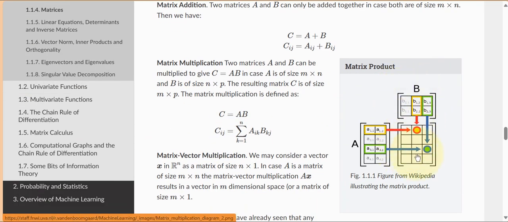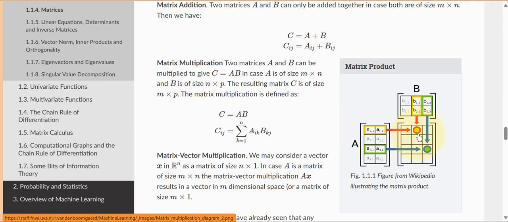Now here's a picture I've never seen before, apparently from Wikipedia. So here's A and here's B. Remember that the number of columns of A has to match the number of rows of B, and the number of columns is 2, the number of rows is 2, so that works. And then the size of the resulting matrix will come from the number of rows of A, and that's here, and the number of columns of B, that's here. So that's a nice diagram.